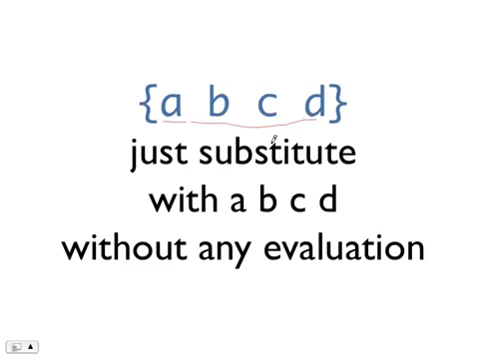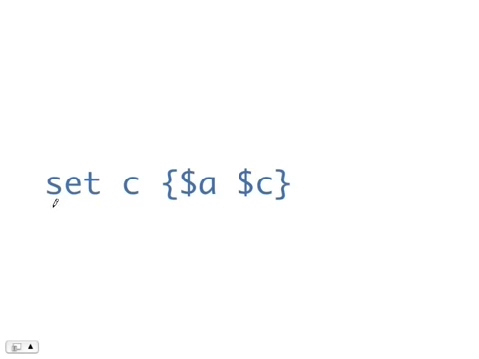So if we have the following command, set c {$a$c}, this whole thing will be treated as a single word without substitution and will be set as the value of variable c. So in short, if you see curly bracket, no substitution. If you see double quote, things inside the double quotes are being substituted.